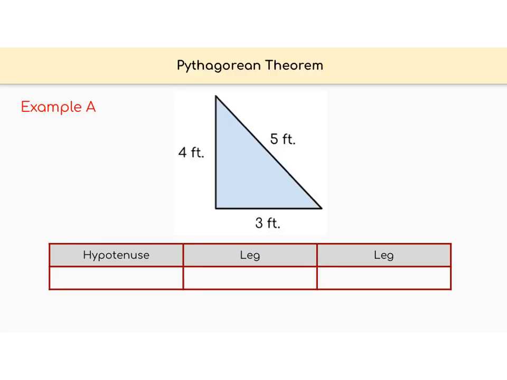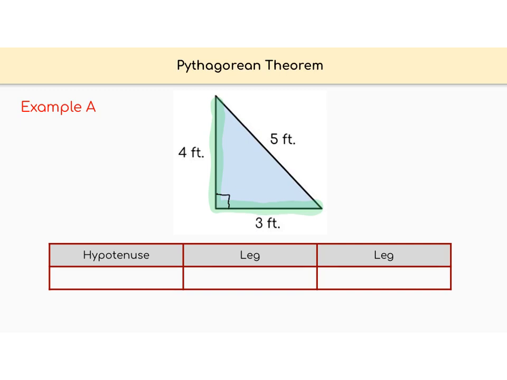Okay, so let's take a look at example A. So here we have a right triangle. And the reason why I know it's a right triangle is because I have one right angle. I have two perpendicular lines that intersect to form a 90-degree right angle. And I'm going to put a little square right there, which indicates a 90-degree angle.